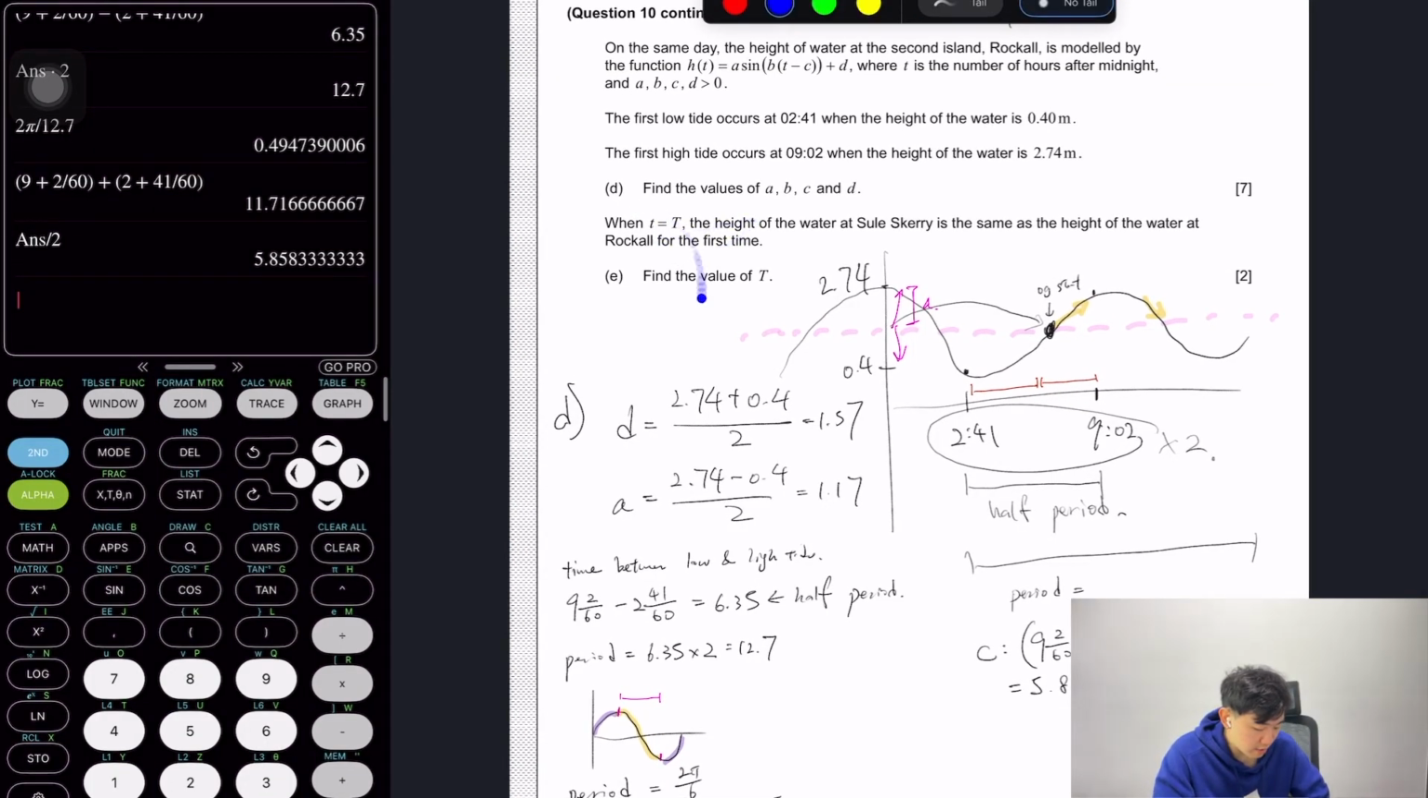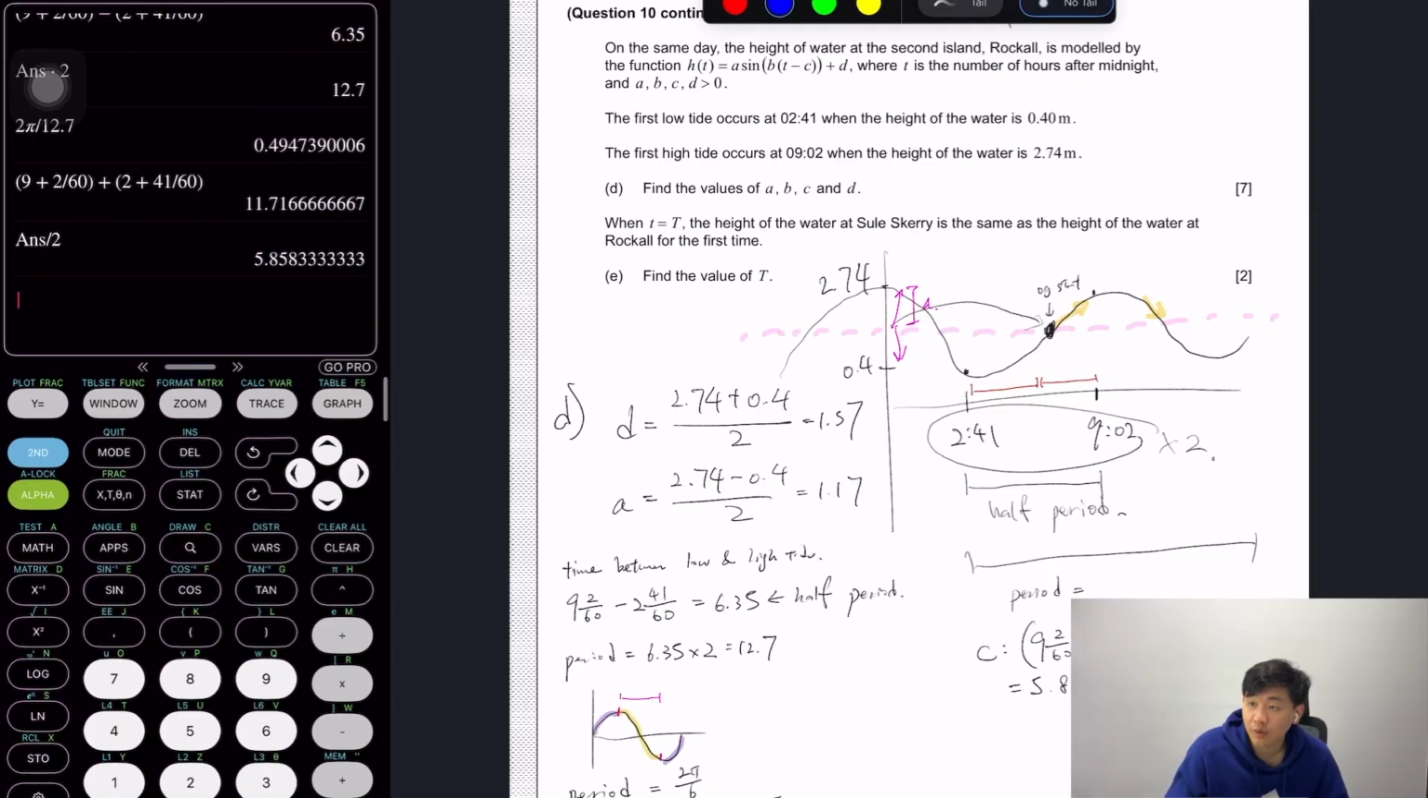Okay, this is what we calculate for part D already. We calculate the A, B, C, and D. When T equals to time, the height of the water is the same as that for the first time. Find the value of T. So this one, we can just key into our calculator to figure it out.